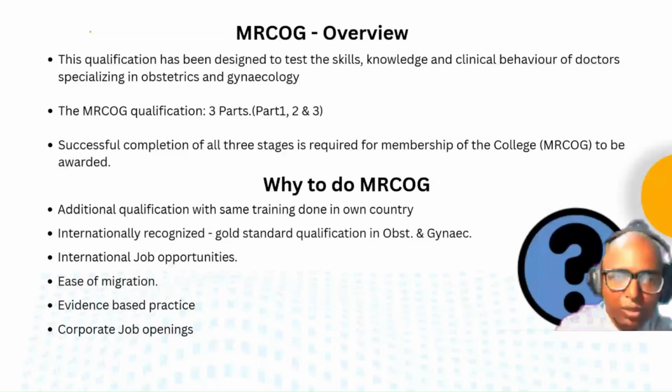So let's see the MRCOG overview of this membership of the Royal College of Obstetricians and Gynaecologists. This qualification is designed for testing the skills, knowledge, and clinical behavior of doctors specializing in obstetrics and gynecology. The MRCOG qualification has three parts, Part 1, Part 2, and Part 3, and successful completion of all three stages is required for membership of the college to be awarded. Once you clear all three parts, the college will arrange a ceremony and you will be awarded the membership of the Royal College of Obstetricians and Gynaecologists.